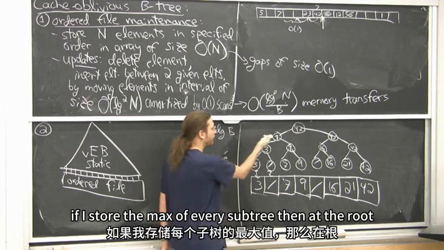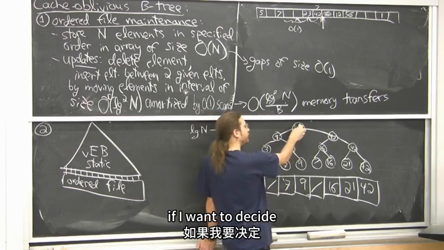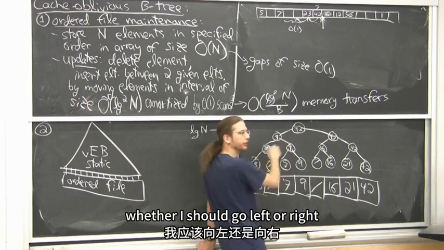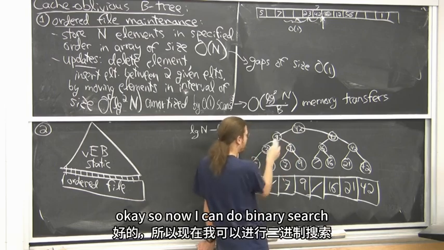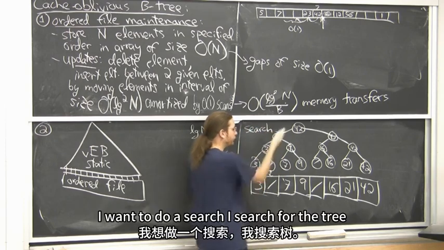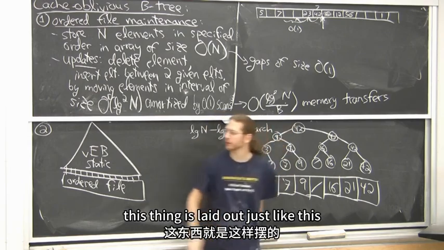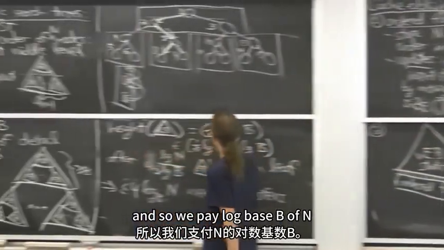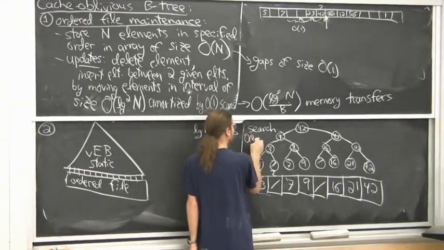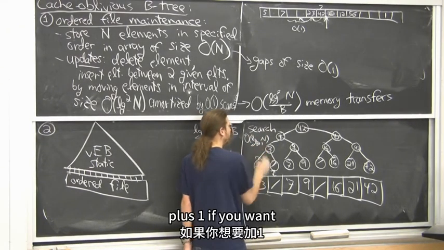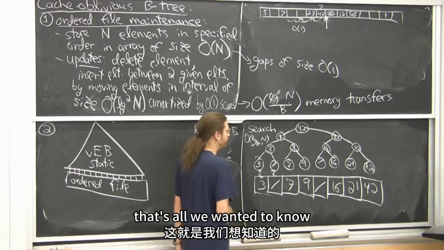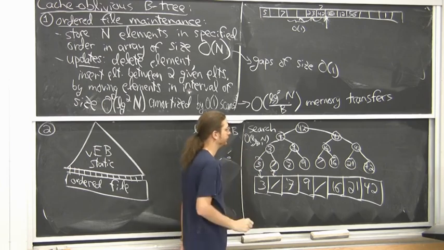Okay, if I store the max of every subtree, then at the root, if I want to decide should I go left or should I go right, I look at the max of the left subtree, and that will let me know whether I should go left or right. Okay, so now I can do binary search. I do a search up here. This thing is laid out just like this. And so we pay log base b of n to search up here, plus 1 if you want. And then, we get to a key and we're done. That's all we wanted to know. So search is now good.